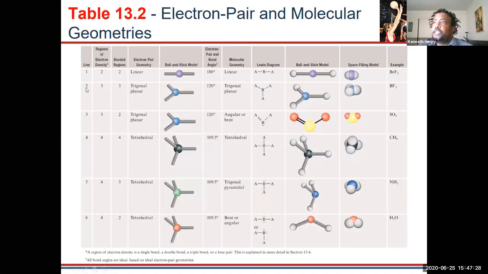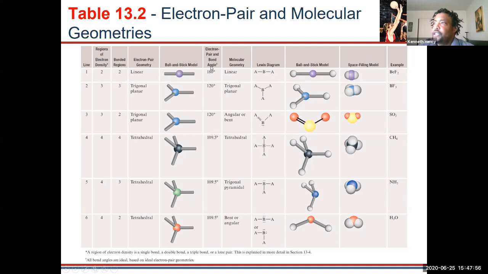Okay, so this basically is a table that summarizes everything. So if we have 3 atoms, but there's only 2 attachments. So we have that center atom, and there's only 2 things attached to it. It has no electron pairs at all, right? So the example is beryllium fluoride. So that one is going to be linear. It's going to be 180.